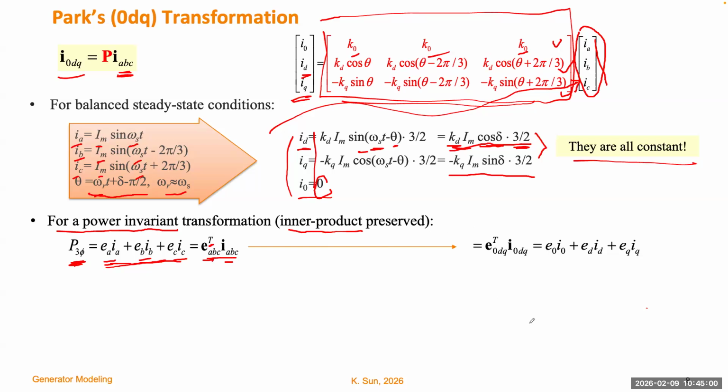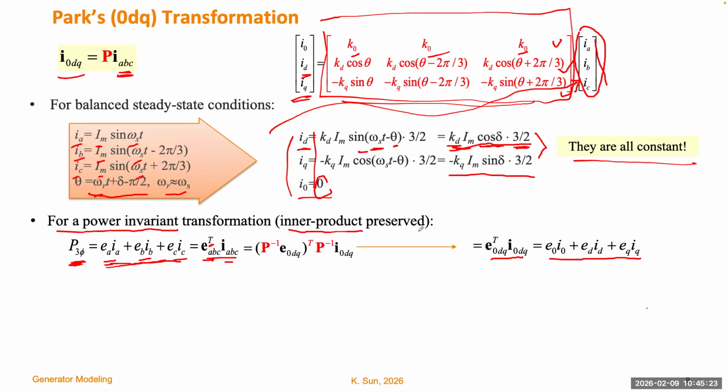Our target is, if we calculate the instantaneous power in the new frame, by summing the product of the three instantaneous powers, that's also an inner product in the new frame. They should be exactly the same. So let's see how we can make those two be equal.